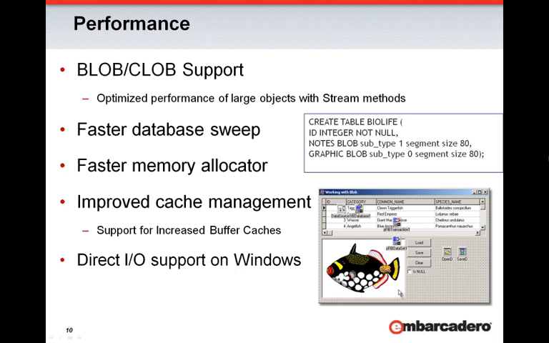So the optimized stream methods for blob and clob also provide simpler, faster, and standard compliant access to blob data types. And with the optimized stream methods, you get increased performance and handling of large objects.